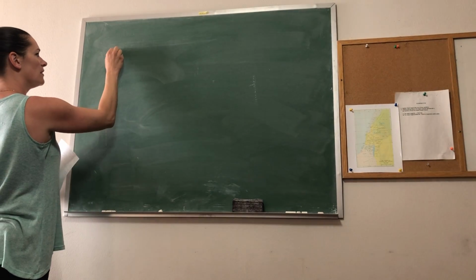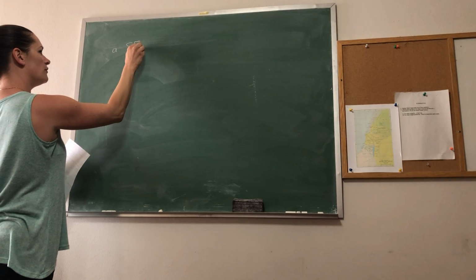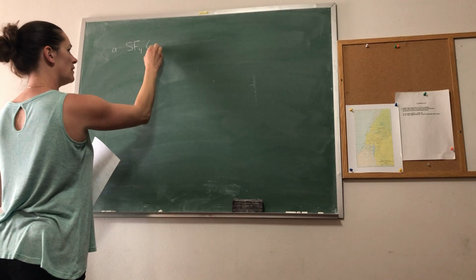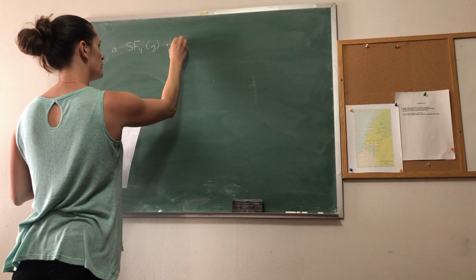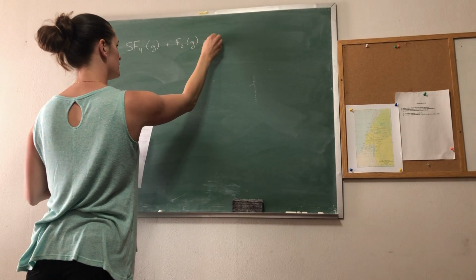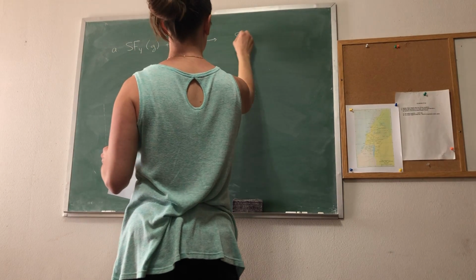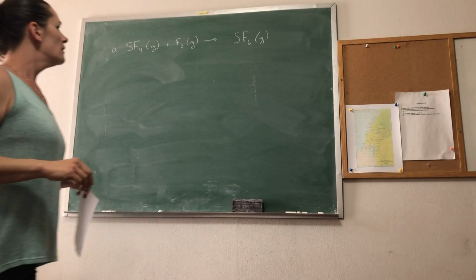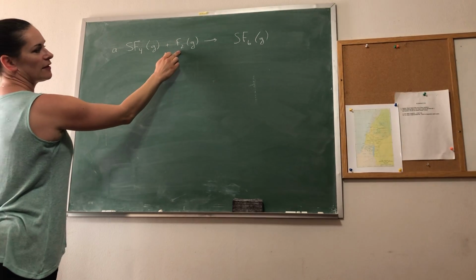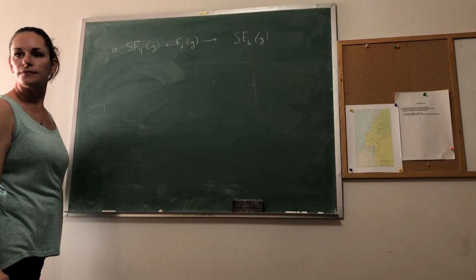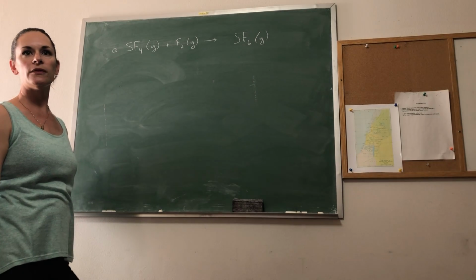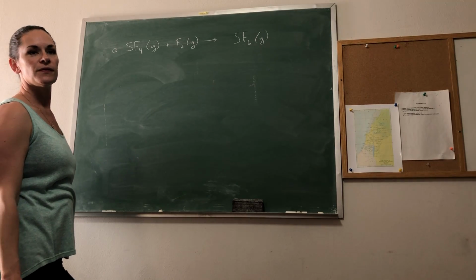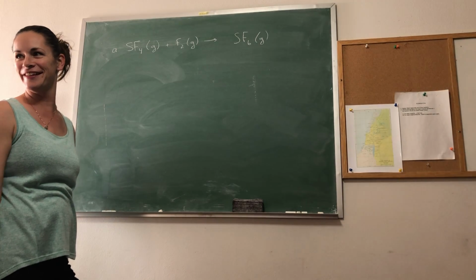Comprehension check 3. Let's look at SF4, sulfur fluoride gas, plus fluorine gas, makes SF6 gas. So right off the bat, we can see that fluorine is a what? Fluorine gas is a what? What type of molecule? Lena, do you know? Homo. Is your name Lena?